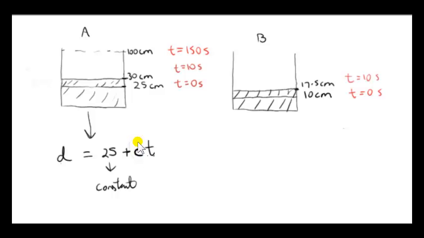Let's call this number c. Okay, you can work out what c is by looking at the situation at 10 seconds. At 10 seconds, the depth is 30. So if t equals 10, d is going to equal 25 plus this number c, which we want to find, times 10, and this has to give us a depth of 30 centimeters. So what is c going to be?